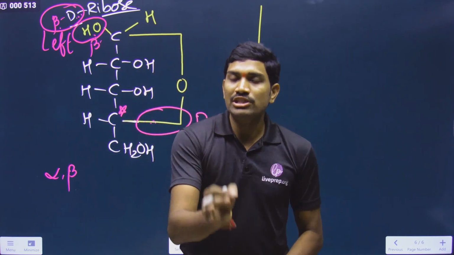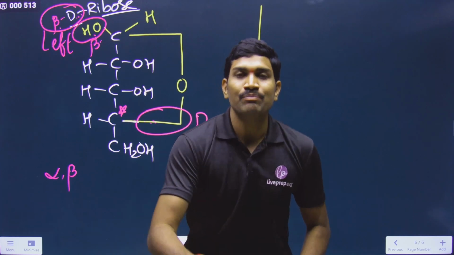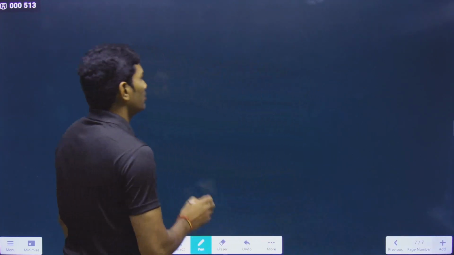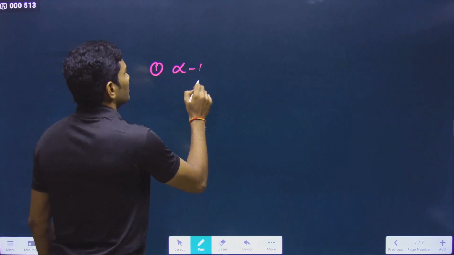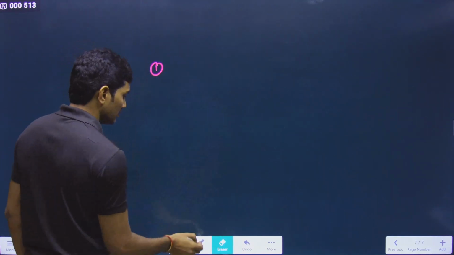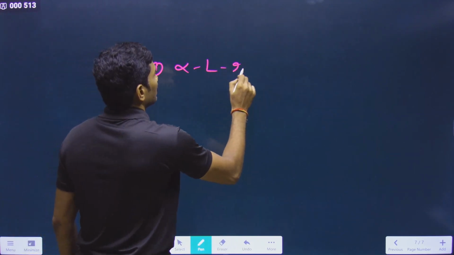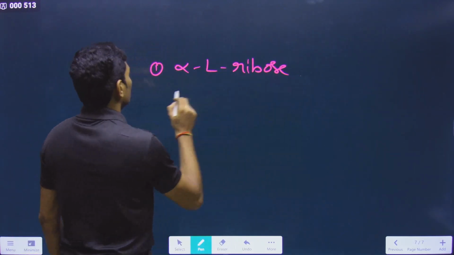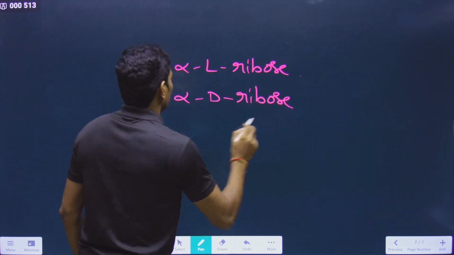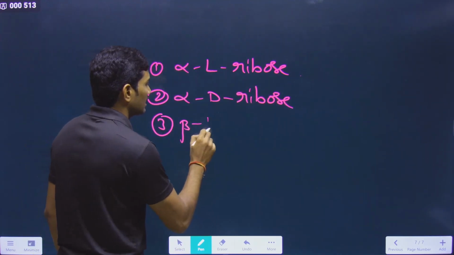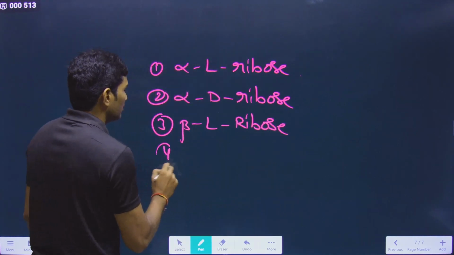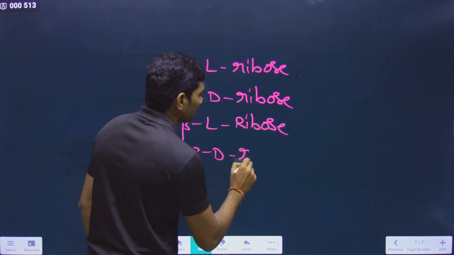So which of the following types of sugar is present in RNA? I will give you four options. Let us write like this. Alpha capital L ribose is one option. Second, alpha capital D ribose is another option. Third is beta capital L ribose. And the last option will be beta capital D ribose.